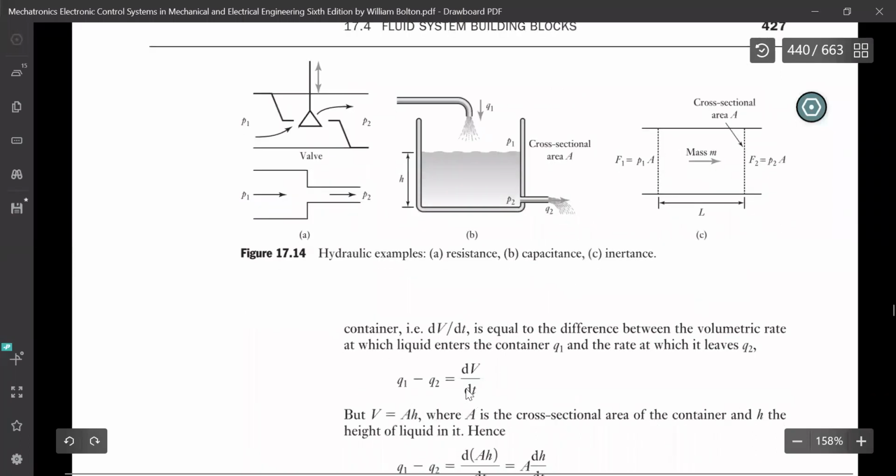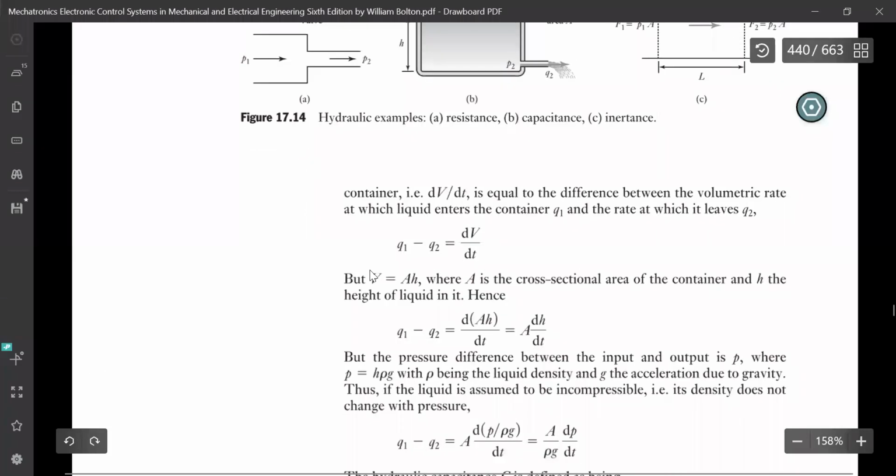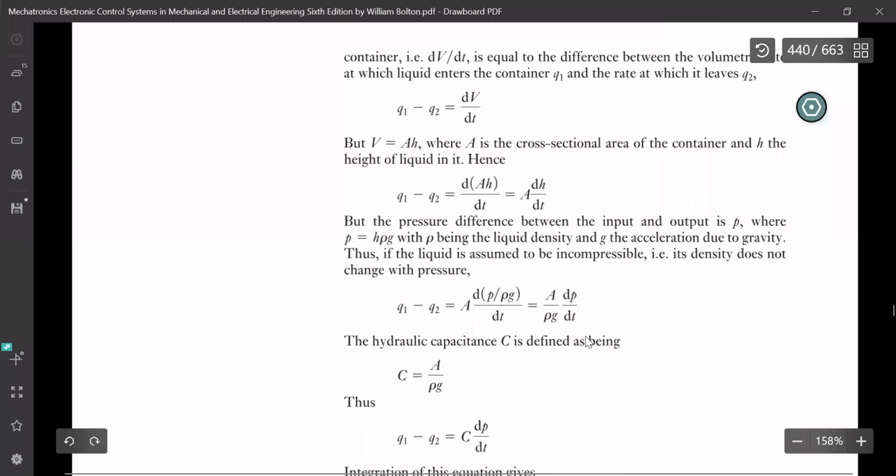So Q1 minus Q2 is equal to the rate of change of volume. You can simply say this. But V is equal to what? Volume is equal to area into height, where A is the cross-sectional area of the container and h is the height. So Q1 minus Q2 is equal to d of V, and we have put the value of V over here, which is area into height. So A times dh by dt.